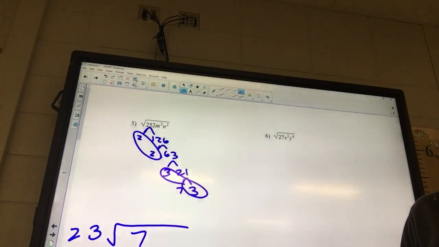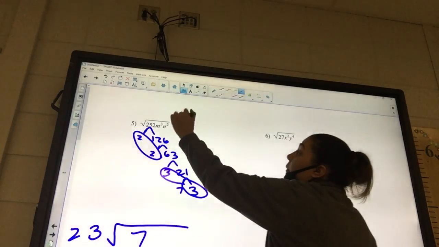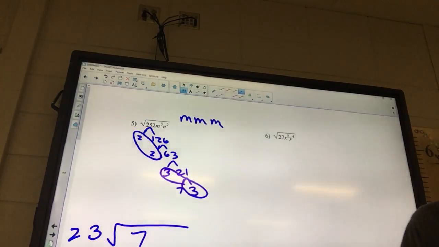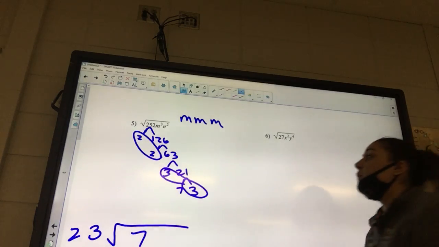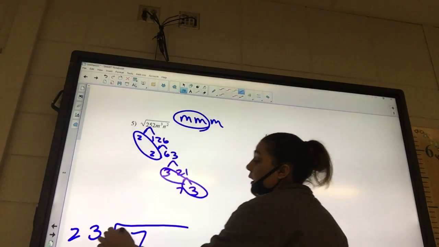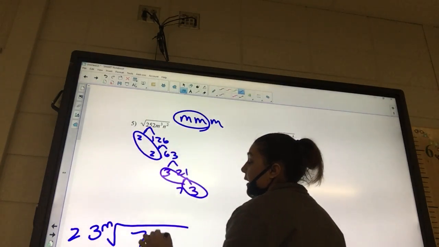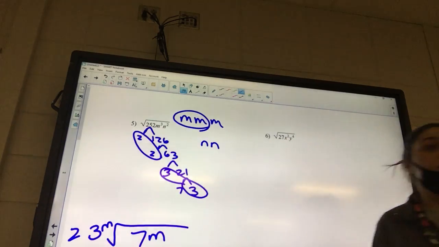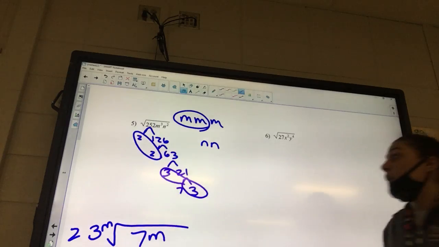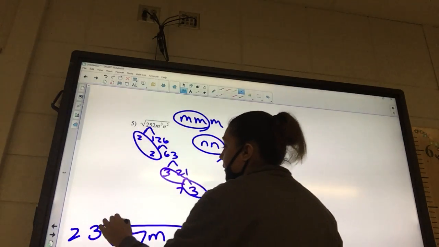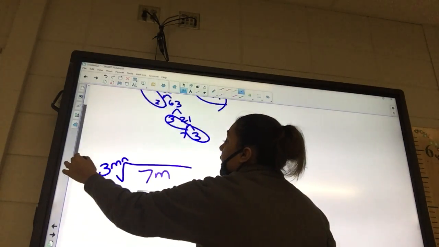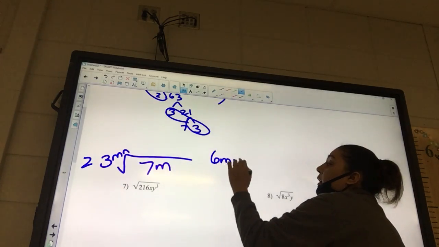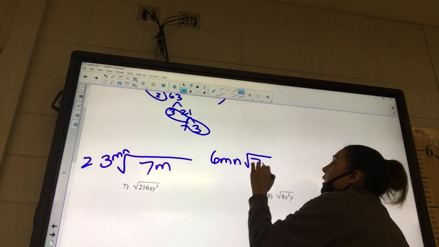Okay, and then now we can look at the M's. I have 3 M's, so I got M, M, and M. Okay, how many can go to the mall? 2 of them or one group. Okay, so we're going to put an M on the outside and an M on the inside. What about the N's? I got 2 of them. They're going to go on the outside. Okay, so I'm going to have 2 times 3 is going to be 6, and I have an M and an N and a 7M.